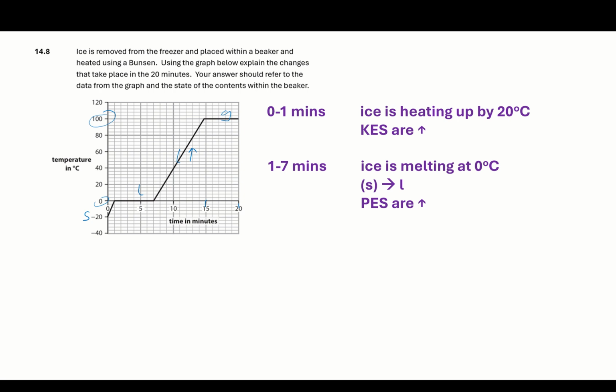Next one. Now I've got to go from 7 up to 14 and a half, 14, something like that. So between 7 to 14, the water is heating up, and it's heated up by 100 degrees C. Now it's at its boiling point, or getting close to its boiling point of 100, so the kinetic energy stores are increasing. The liquid particles are moving faster.